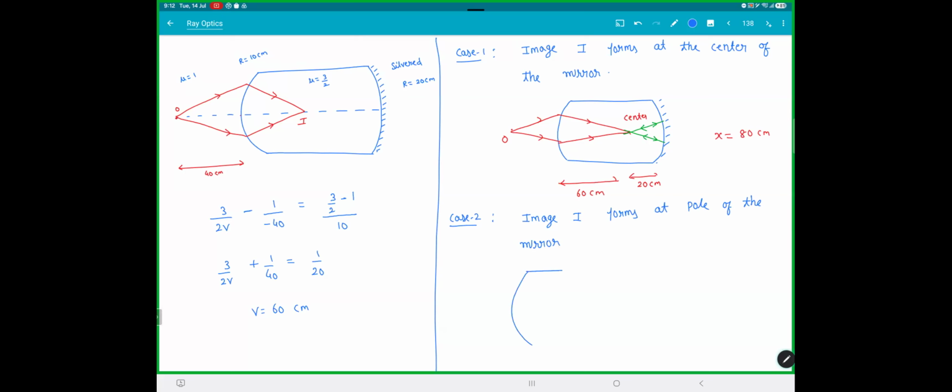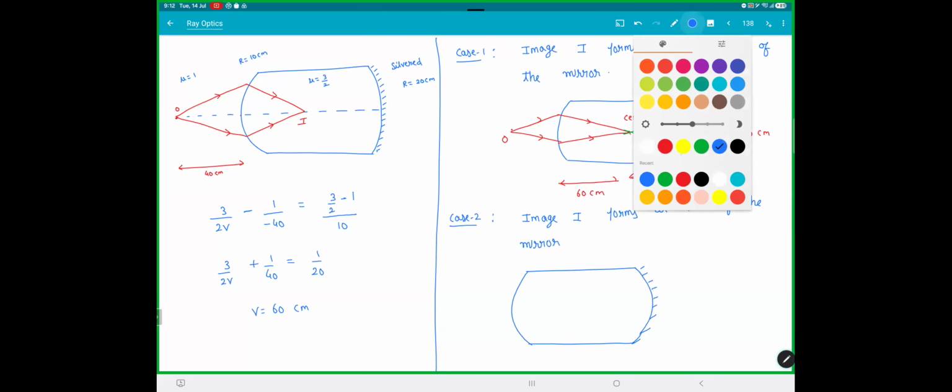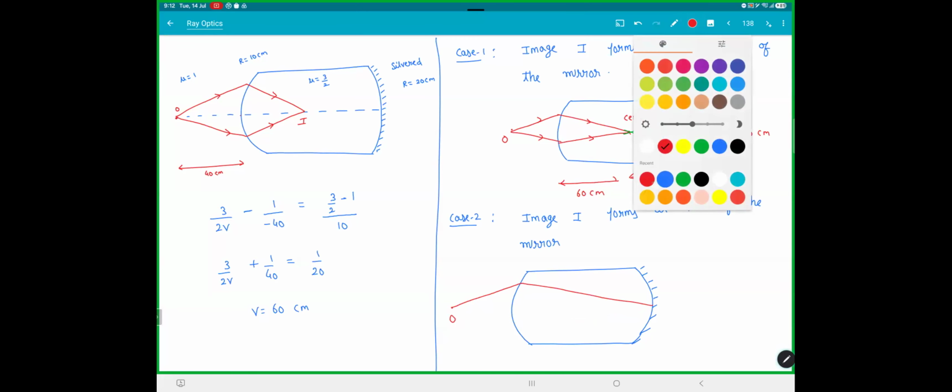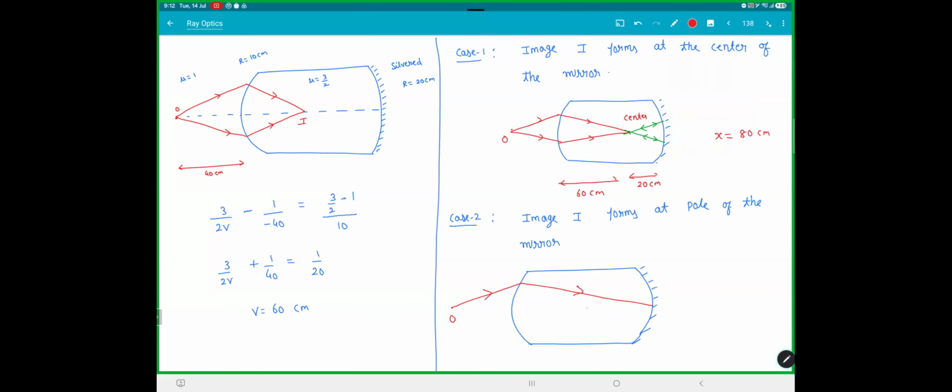That means this is how this must have happened. So these light rays must have hit the pole. And see what happens. This is what happens. Let me draw one light ray each. So the light ray, it went up. That will hit the mirror, will bounce, and will come back this way.